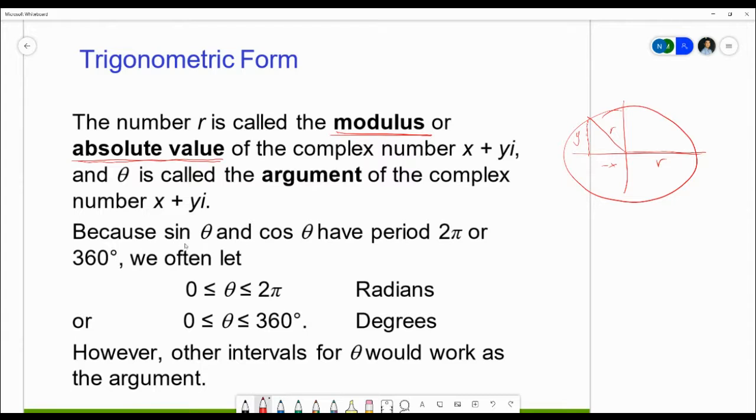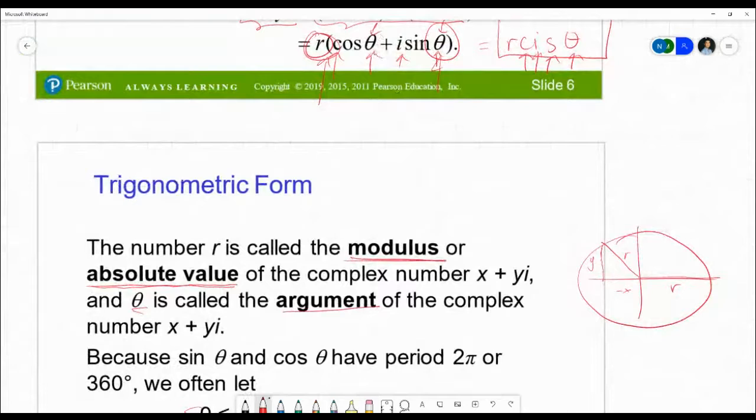Sine theta and cosine theta have a period of 2 pi or 360 degrees. We let the restriction be between 0 and 2 pi, just one cycle of it. Theta is called the argument of the complex number because it is the argument of the trig functions. Whenever you're writing a trig function, whatever is inside it is called the argument. This carries over to other functions as well, like the square root of x plus 1 minus 6. This is called the argument of the square root.